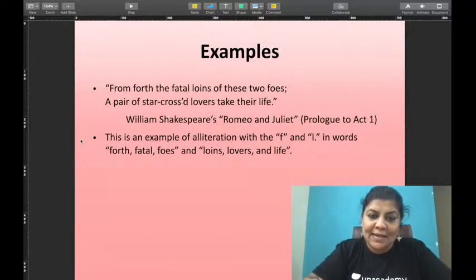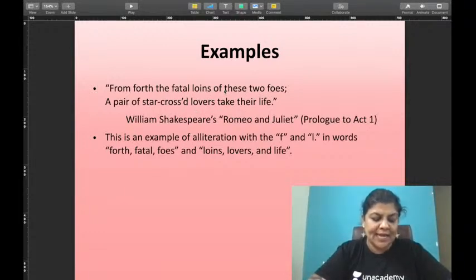Now, I have given examples from Romeo and Juliet: from forth the fatal loins of these two foes. Again, the f sound is repeated.